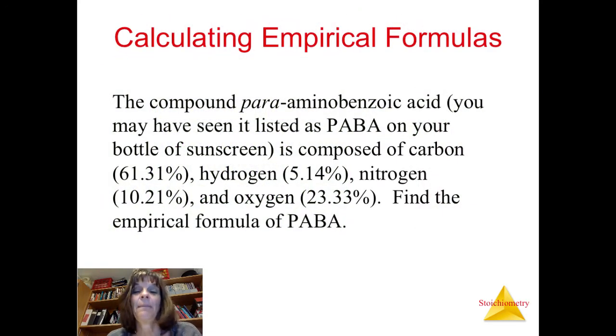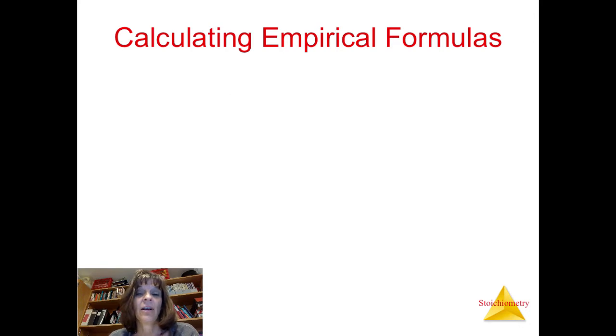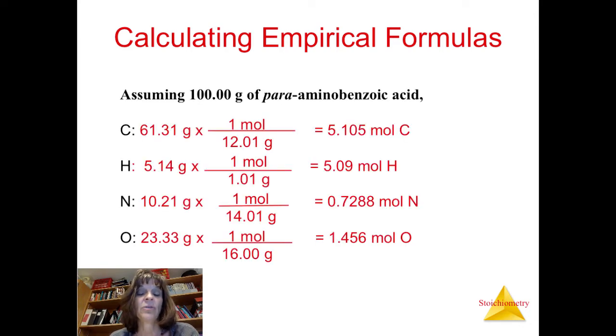So we have some PABA, para-aminobenzoic acid, that we'd like to find the empirical formula for. Here is the data, and first step, percent to mass. All right, so we've got percent compositions. We're going to assume those are gram numbers, and we're going to divide them by their molar masses to get the moles of each. Okay, so we went percent to mass, mass to mole.